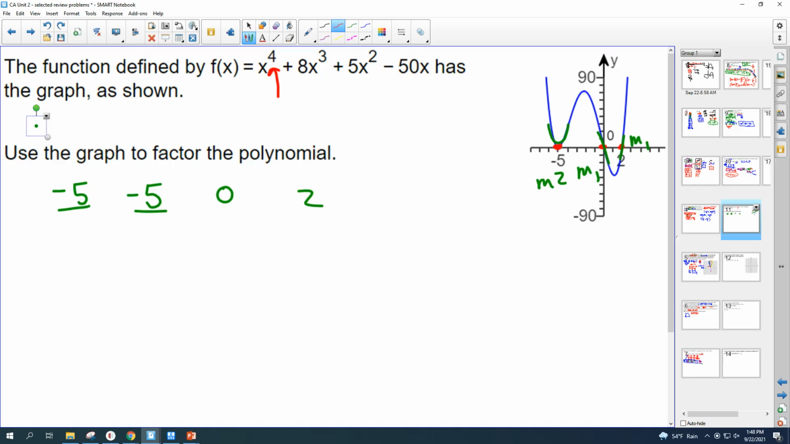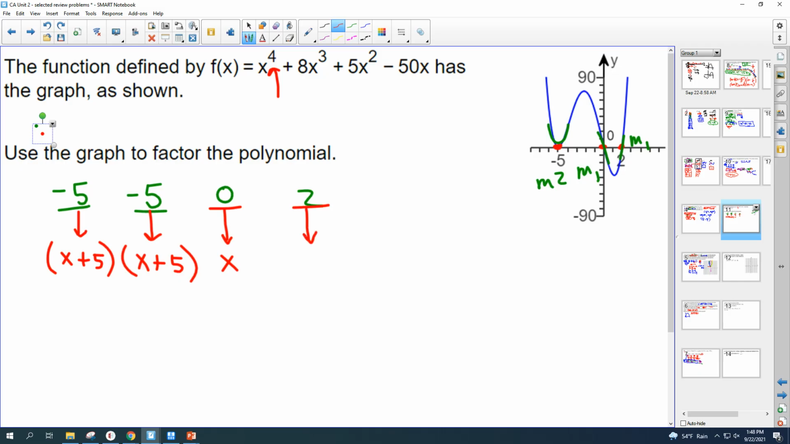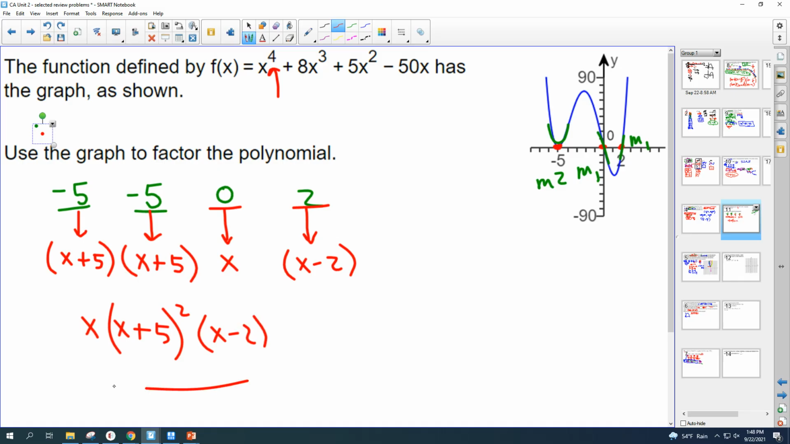You want to find the factors. Well, x minus 5 comes from a factor of x plus 5. And so this one would as well. And 0 comes from a factor of just x. Think about it. We're trying to find what factor, in order to make that 0, 0 makes x 0. That's deceptively easy. And then 2 comes from a factor of x minus 2. Those are the factors. I would probably write the x first, and then I might squeeze the x plus 5 together and make a square. That's the factored form of that polynomial.